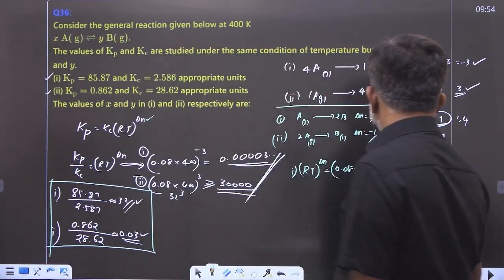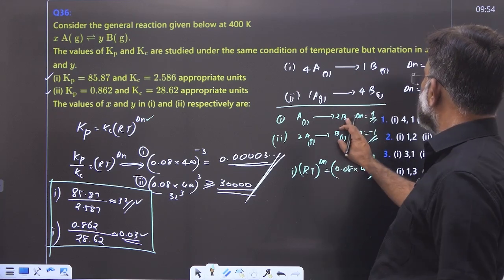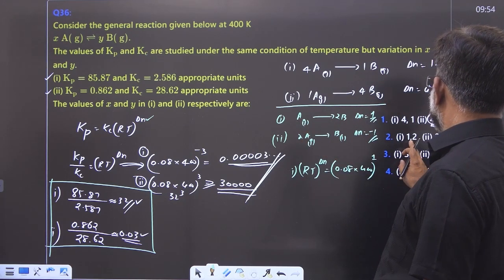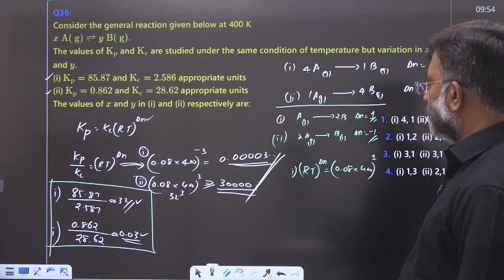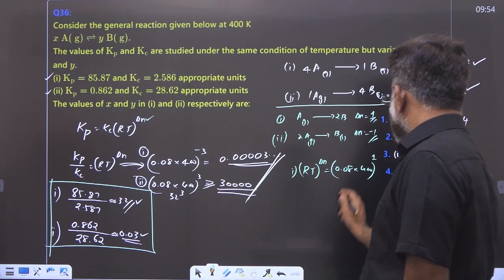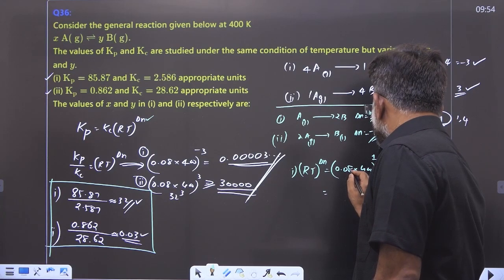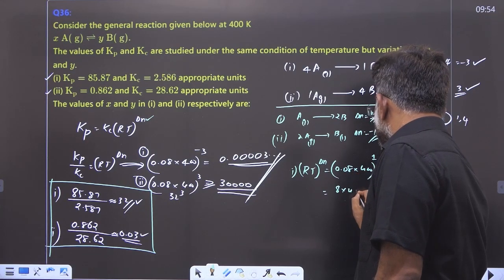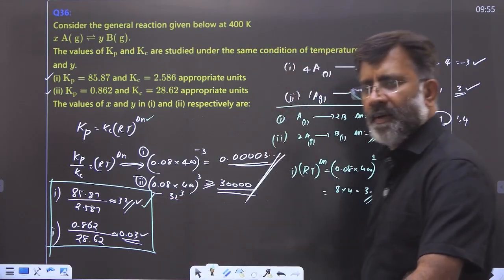0.08 and 400 to 1 and 2. 1 and 2. So it is raised to 1. It is 8 into 4, isn't it? 8 into 4, nearly 32. So that is matching.